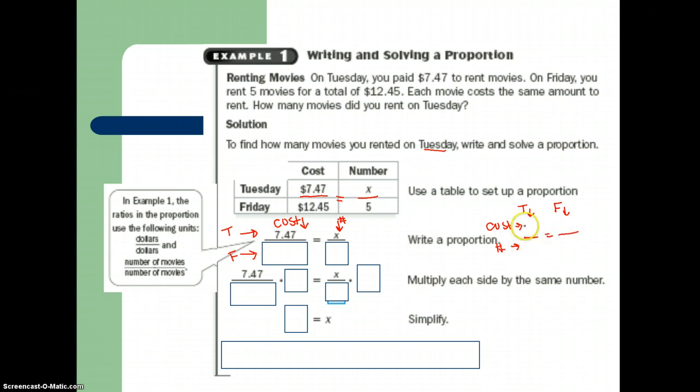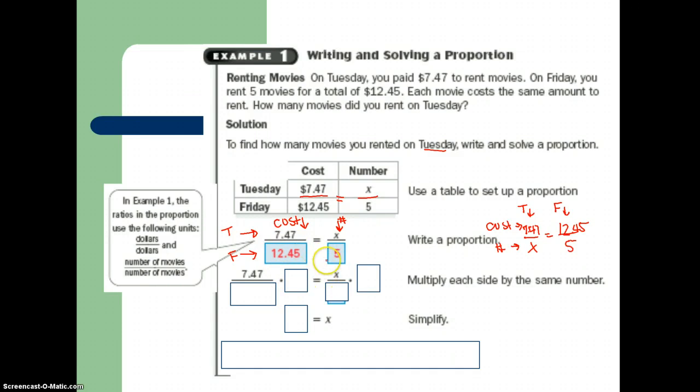And that would look like this. $7.47. This is the cost of Friday, $12.45. Don't know Tuesday, and this is 5. Again, it doesn't matter how you set it up as long as there's a relationship between the numerators, there's a relationship between the denominators, and then the fractions have a relationship.